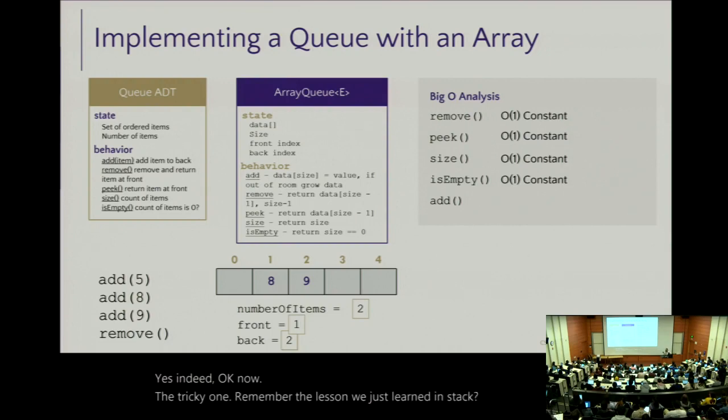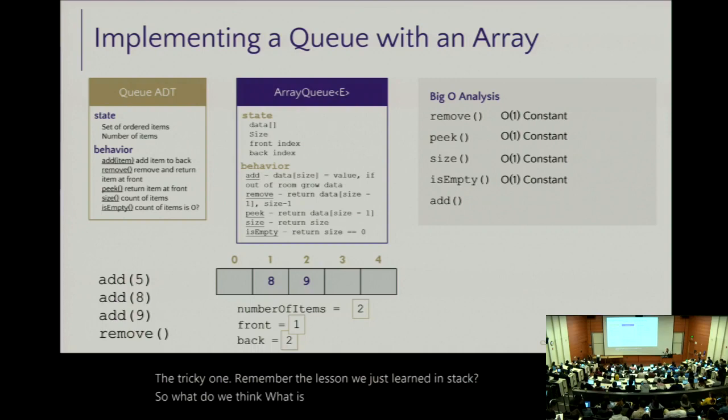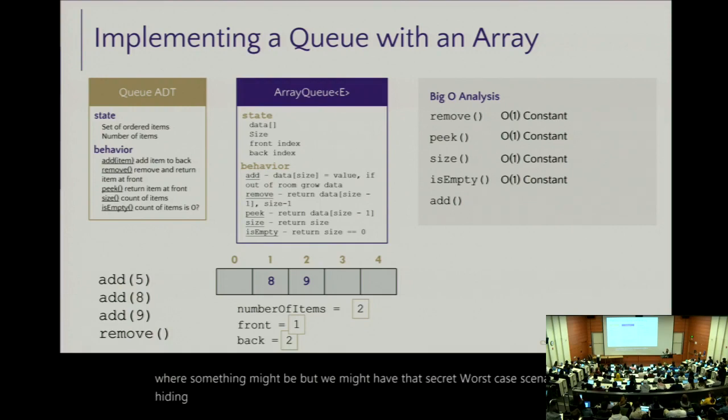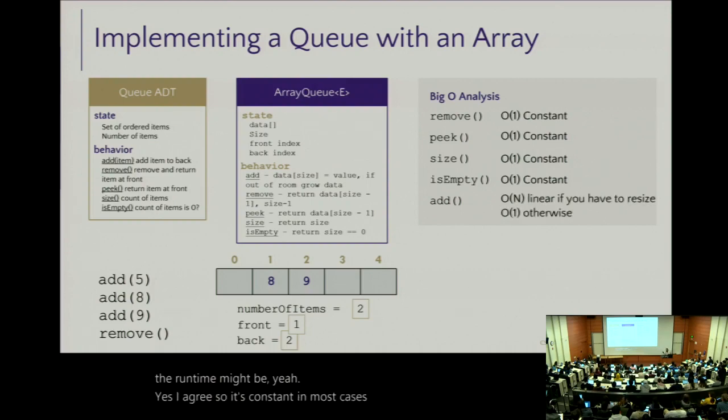So what do we think? What is the runtime going to be to add something to a queue? Now we have these front and back indices, so we know within this array where something might be, but we might have that secret worst case scenario hiding about. Does anyone want to take a guess? Anyone remember what we think the runtime might be? Yes, I agree. So it's constant in most cases, linear if you have to resize.